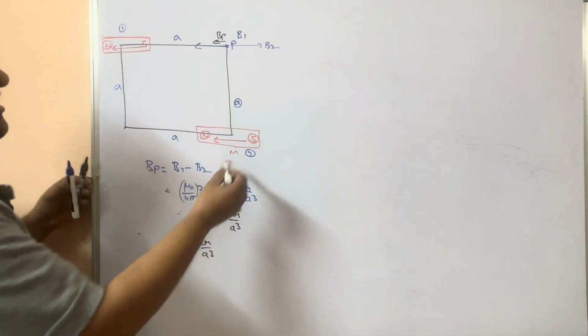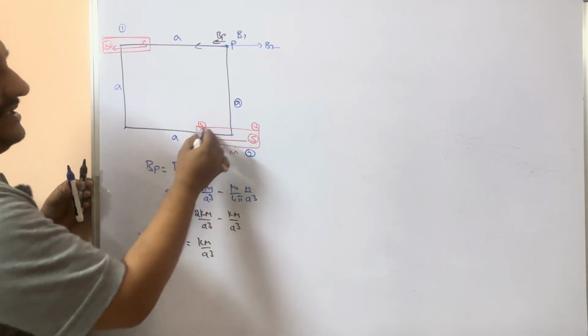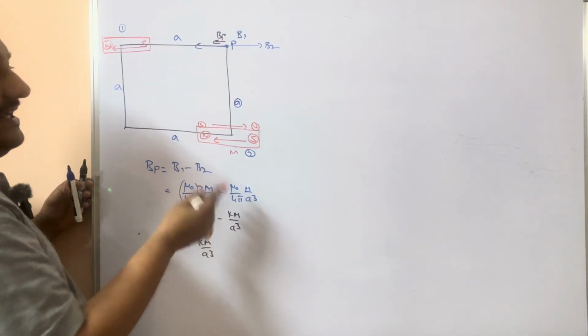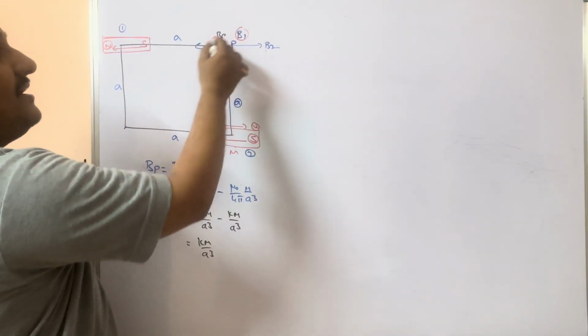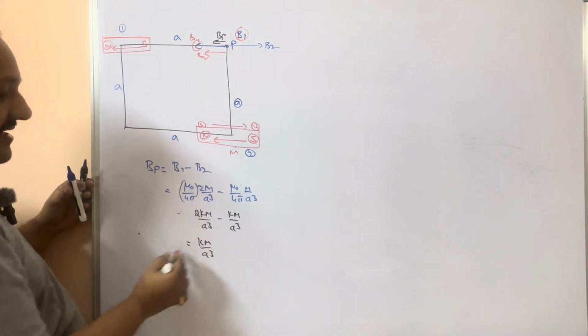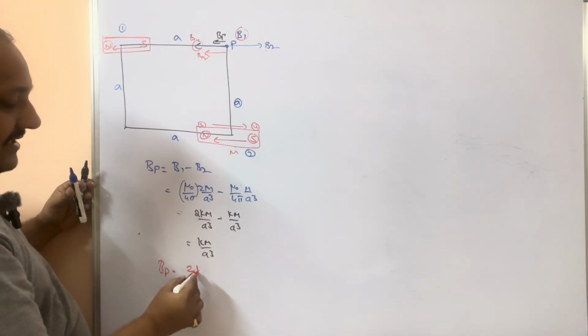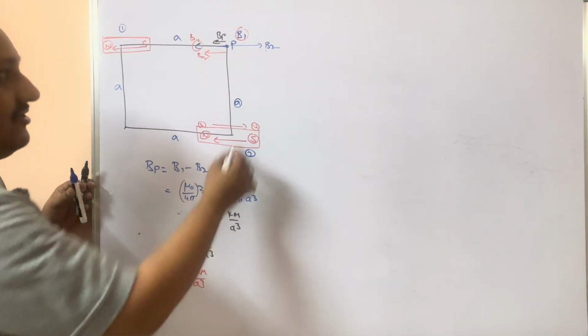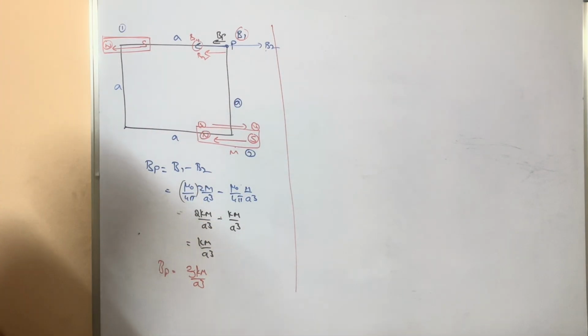Now, same question. If they interchange the poles here, if it is north pole, if it is south pole, then the resultant magnetic field will be like this. Then B2 will be like this. Correct? Then you have to add B1 and B2. So this is B1, this is B2. At that time, your answer is BP equal to plus, you will get 3km by a cube. You should see very clearly. So this is one model on magnetic field.